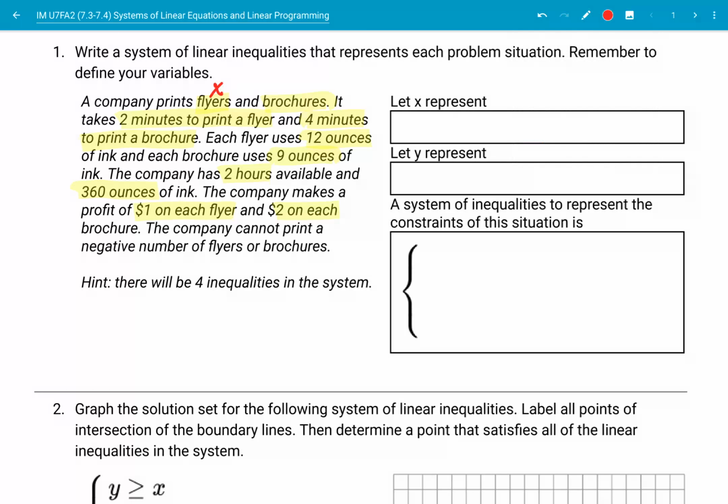Flyers came first, so I'm going to make that X and brochures Y. So X is going to represent the number of flyers, and brochures is going to be Y, the number of brochures.